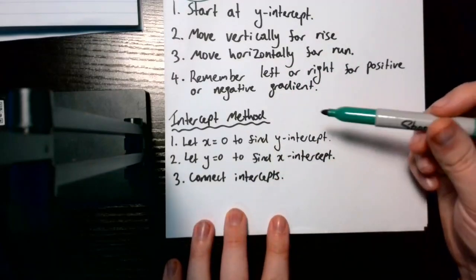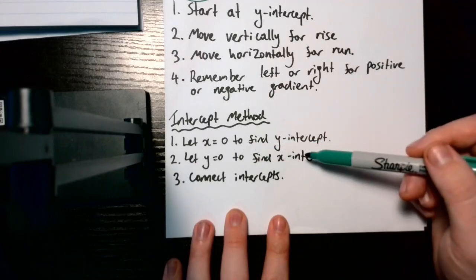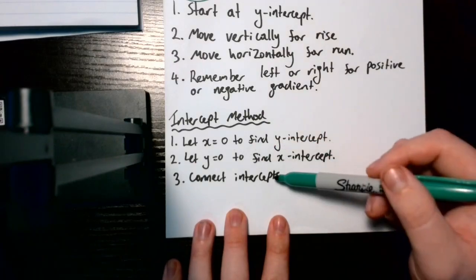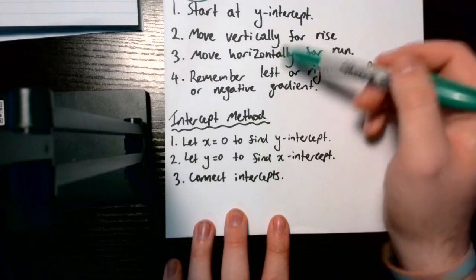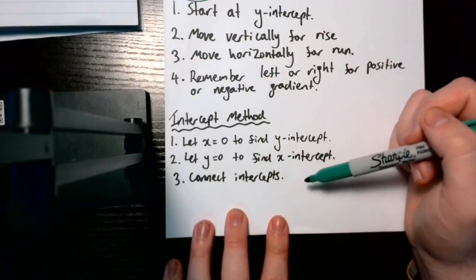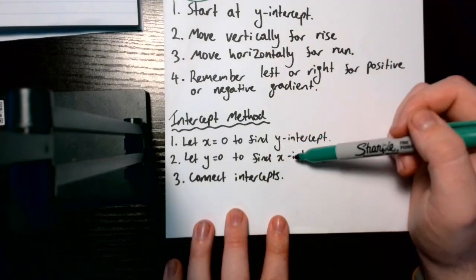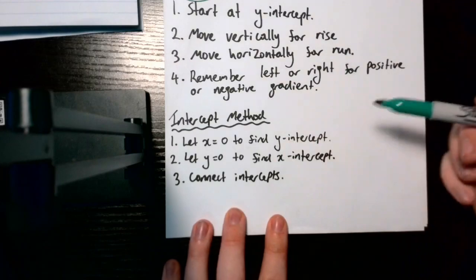So I'm going to take you through the steps. It says let x equal 0 to find your y-intercept, let y equal 0 to find your x-intercept, and then you connect them. So it's very similar to what we did up here in the fact that we're just connecting dots together. But let's just have a little bit of a chat about why we're letting x equal 0 and why we're letting y equal 0 to find our intercepts.